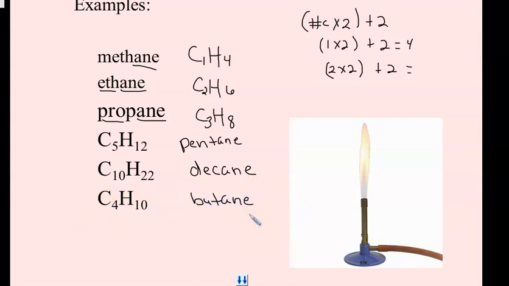And so that is your hydrocarbons. And that is really all there is to covalence. So we did covalence and then a special type of covalent known as an alkane hydrocarbon. Hopefully this makes sense.